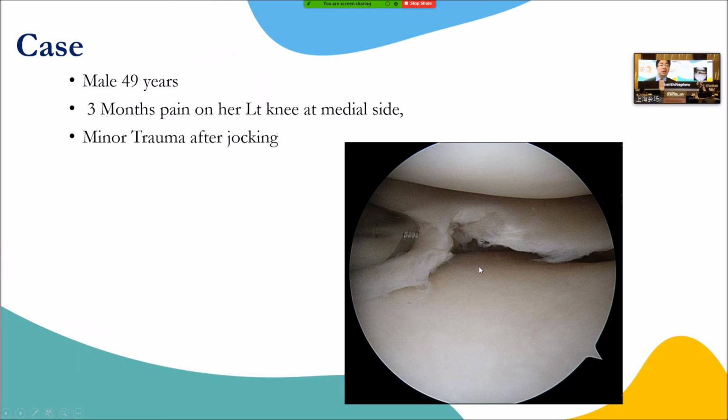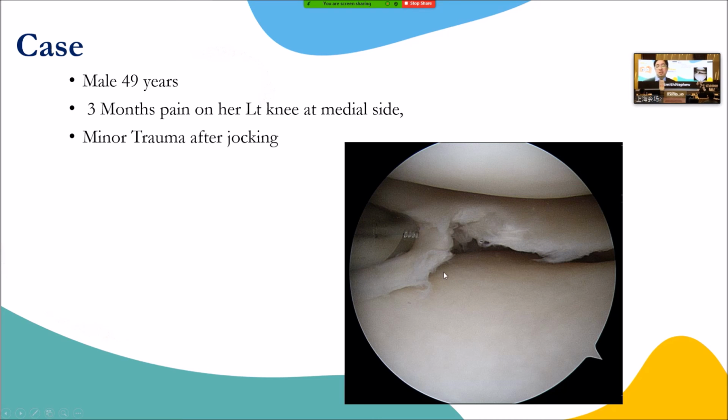Okay. So this is my friend. He's a famous orthopedic surgeon in Thailand. Now he's become the president of the Thailand Orthopedic Society for Sports Medicine. He's my good friend, and he has a knee injury after jogging. He said, "Oh, Dr. Bancha, I have so much pain at my knee. I cannot operate."